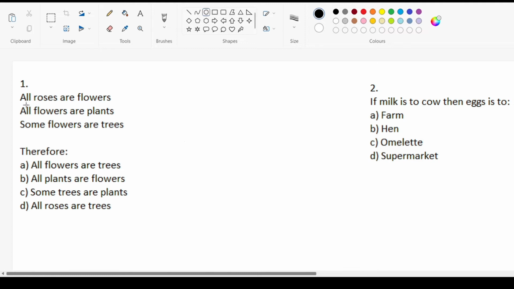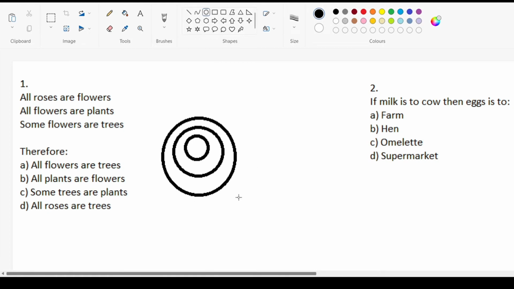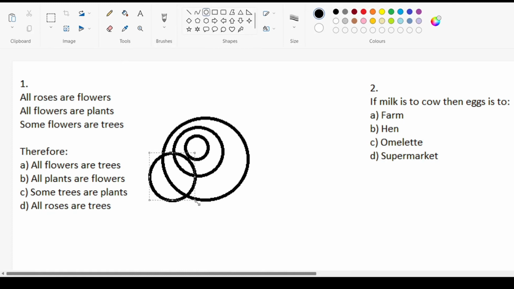So, the first instruction, all roses are flowers. So here we have roses, and on top of that is flowers, because all roses are flowers. And now it says all flowers are plants, so we have one more layer on top. So all flowers are plants. And now lastly, it says some flowers are trees. That means we have to bring in trees as an extra circle. Now we have trees, and it's some flowers are trees, so this much.